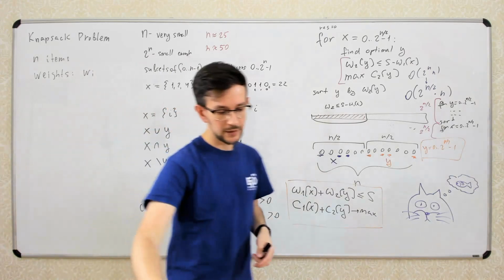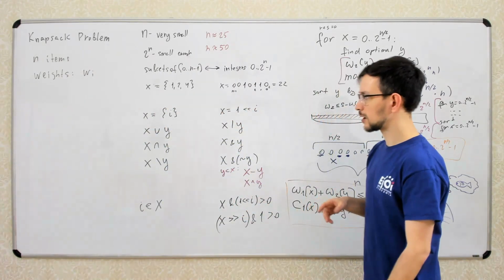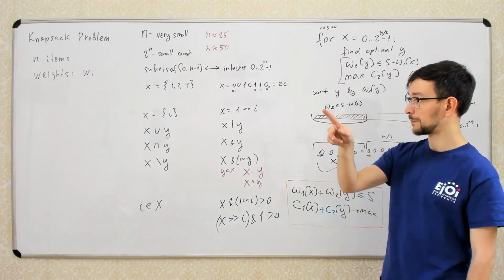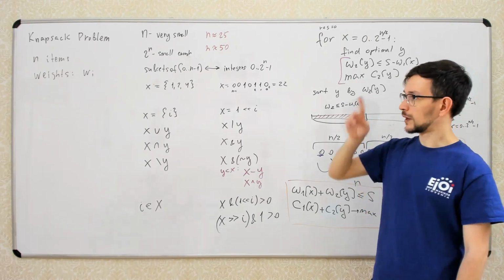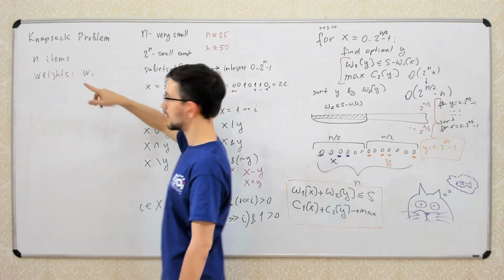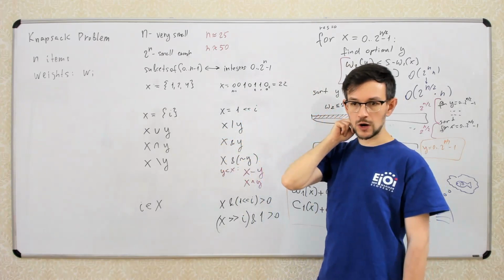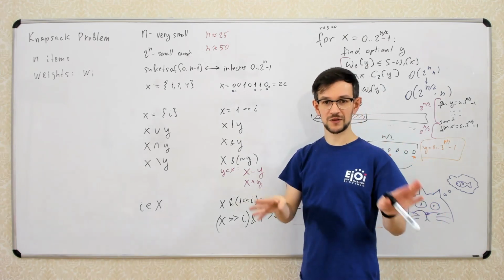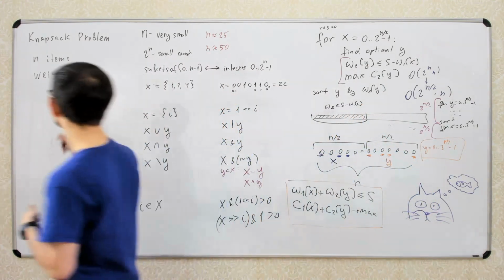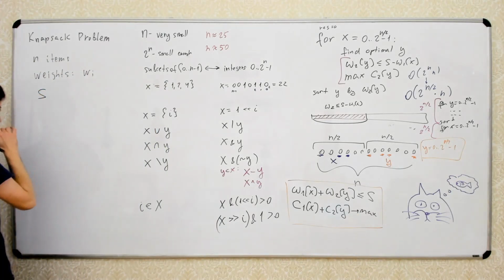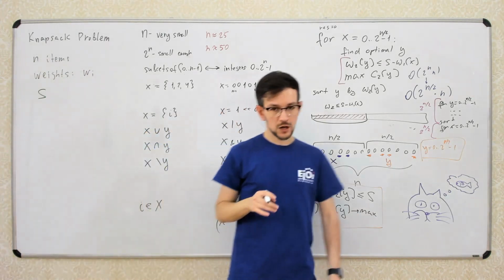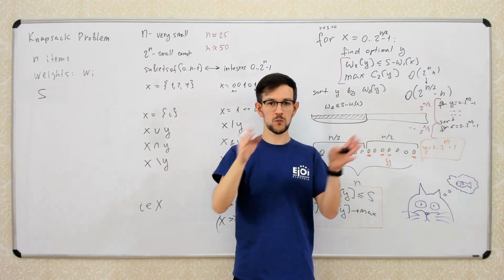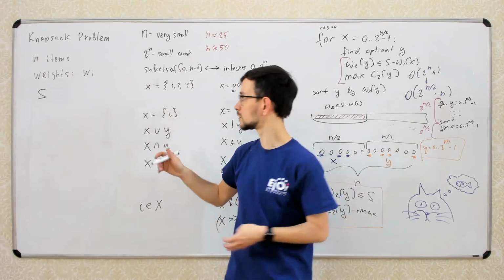Now, the final problem I want to talk about is, I think, a kind of bridge to the next lecture. We will talk about the following problem. Again, you have n items. They have different weights. And you have an infinite number of knapsacks. And each knapsack has size s. And you want to put all your items in the minimal possible number of knapsacks.